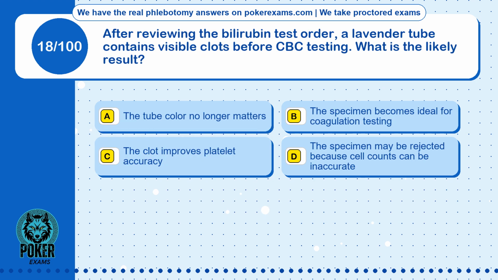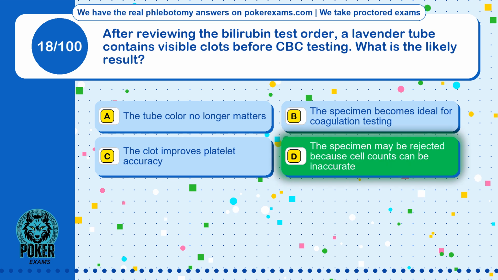Question 18. After reviewing the bilirubin test order, a lavender tube contains visible clots before CBC testing. What is the likely result? Option A. The tube color no longer matters. Option B. The specimen becomes ideal for coagulation testing. Option C. The clot improves platelet accuracy. Option D. The specimen may be rejected because cell counts can be inaccurate.